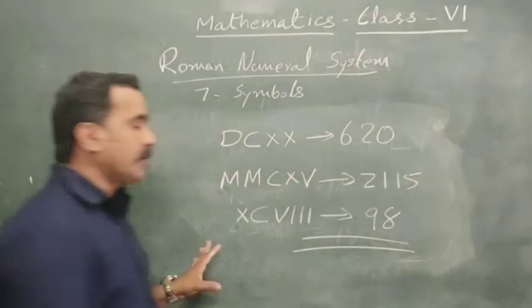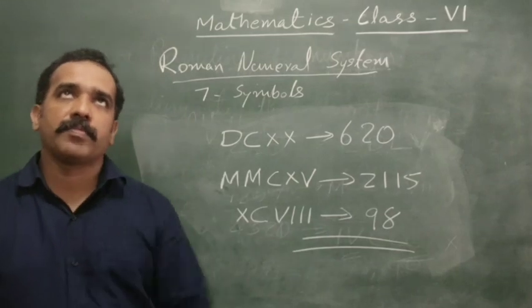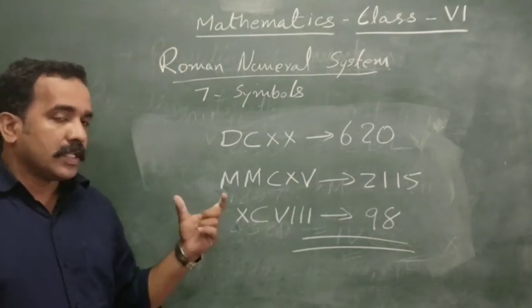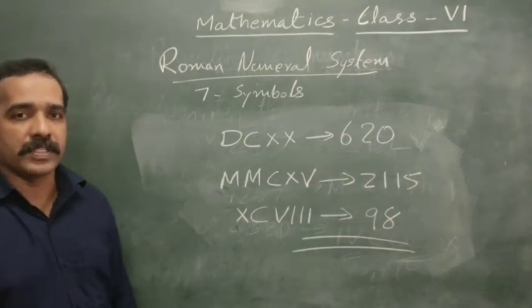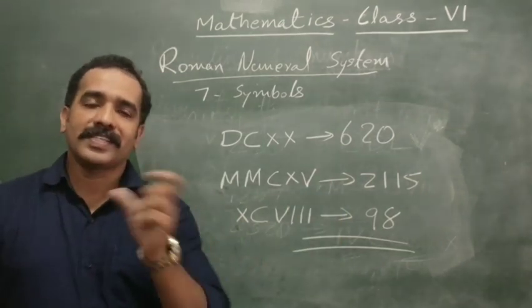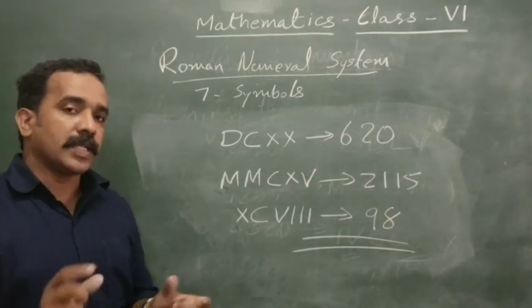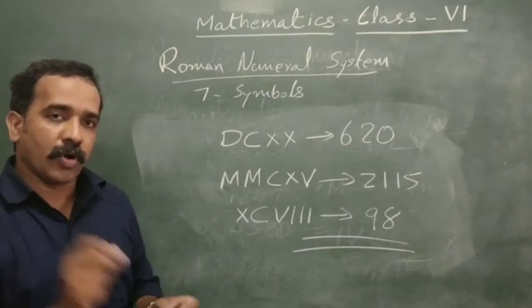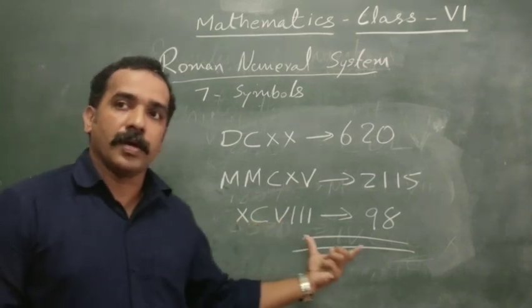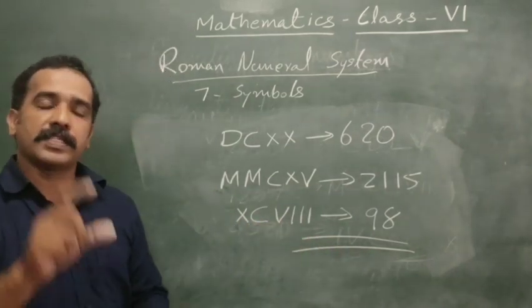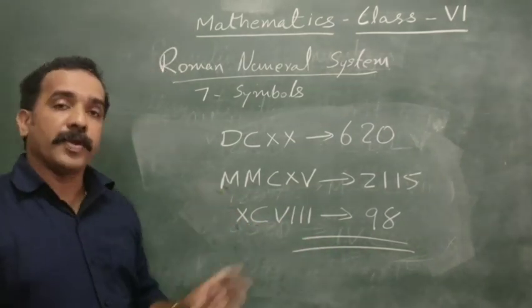And if you look at these numbers, this is one problem sometimes we may face. Sometimes to represent a very big number in the Roman numeral system, we use fewer symbols, but sometimes to represent a very small number, we may use many symbols. That is one problem in the Roman numeral system.